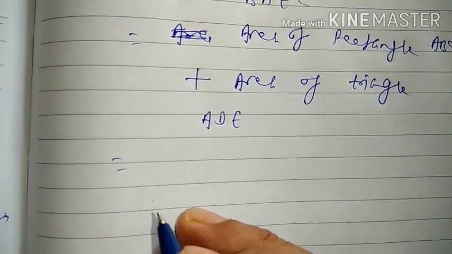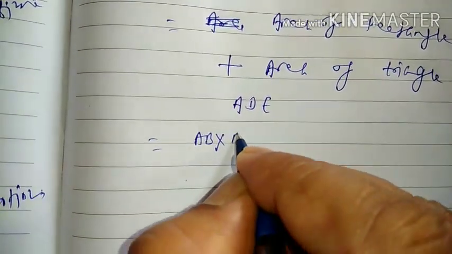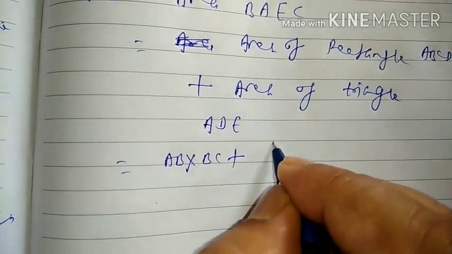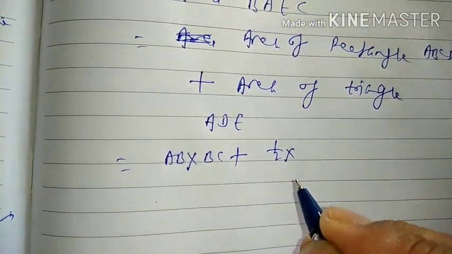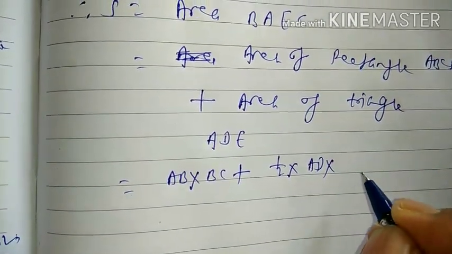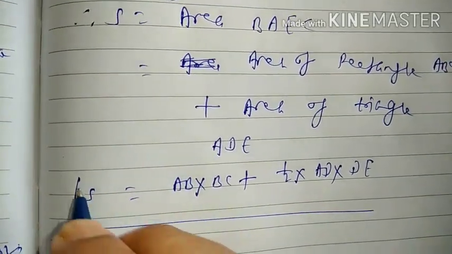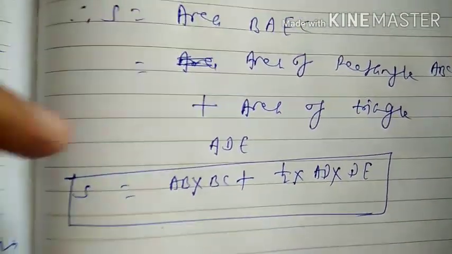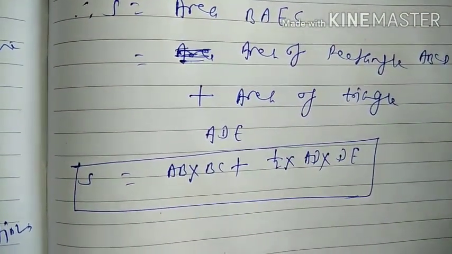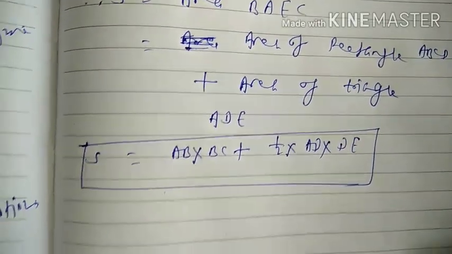So L into B, we can write it AB into BC, and this plus, what is the area of a right angle triangle? It is 1 by 2 into base. What is base here? AD, into height, DE. So with the use of this concept, we can calculate numericals by using geometrical concepts.